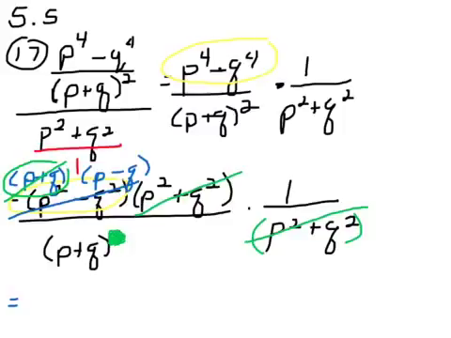Let me write my answer in black. The only thing left on the top is a bunch of 1s multiplied by that blue p minus q. I'm just going to write it this way. And then on the bottom I have a p plus q. I had 2 of them and 1 of them canceled out. So there's my answer right there.